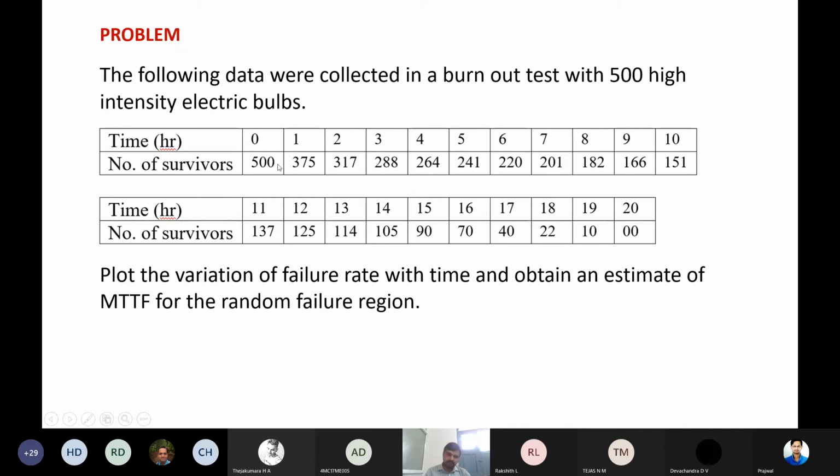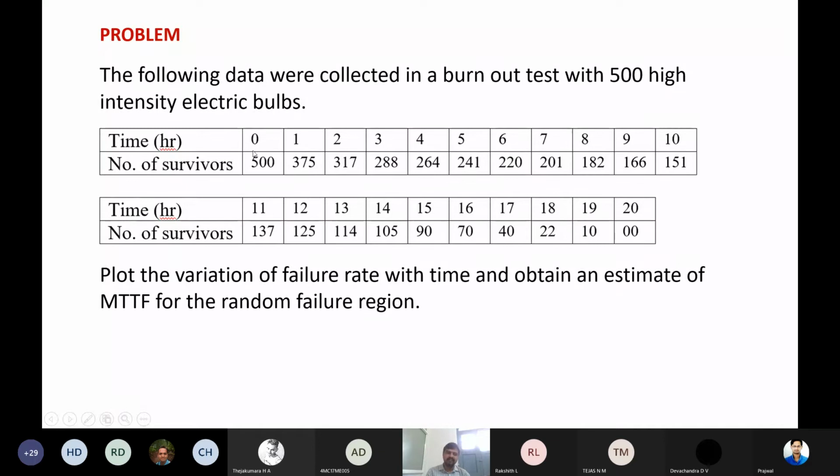Next, after using the bulb for 1 hour, continuously in the switched-on position, it is working for 1 hour. When you switch on all 500 bulbs and look at them after 1 hour, out of 500, only 375 are working. So the remaining have failed.